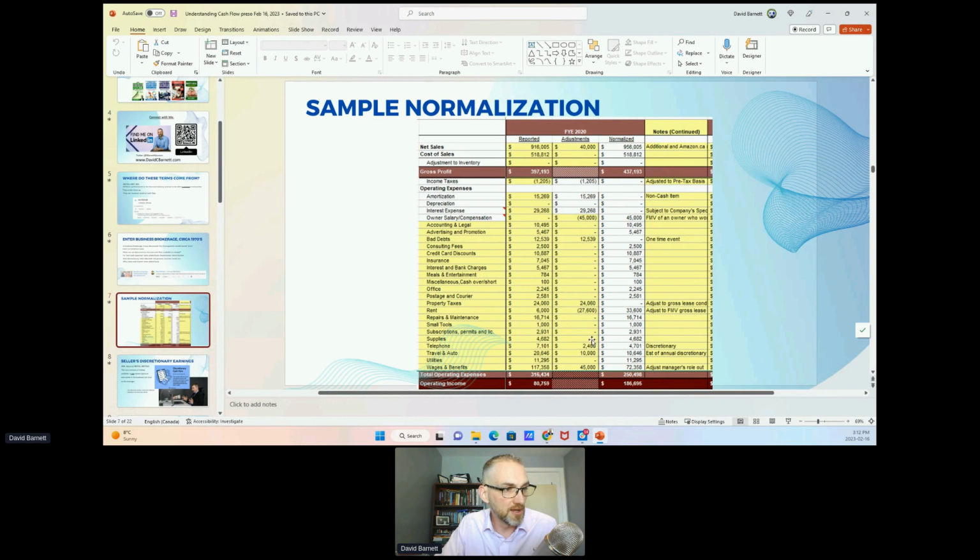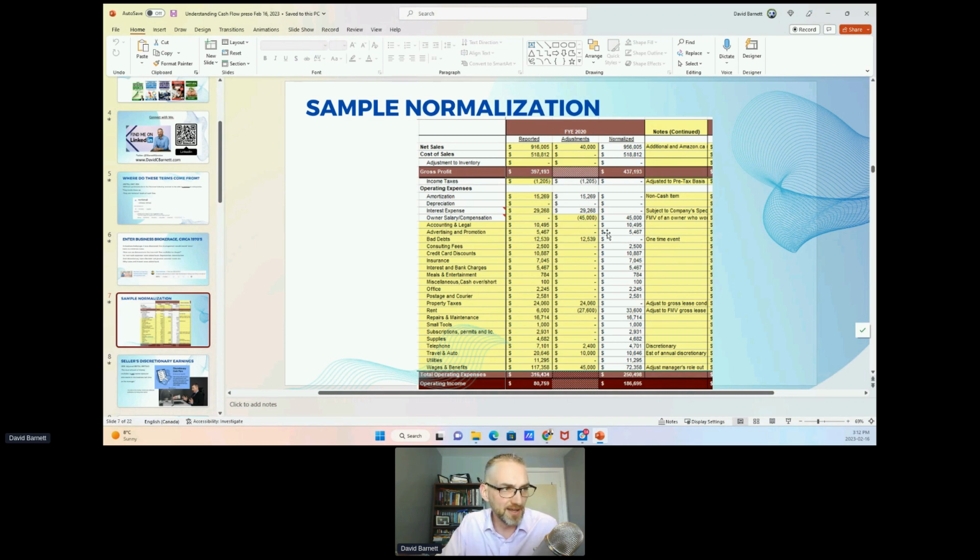And then down here, you've got on the wages and benefit line, there's an adjustment here to take $45,000 out of that expense, and it says adjust the manager's role out. And in this particular template, the manager's money was put back up on this line so it could be treated differently for the purposes of differentiating between SDE and EBITDA, which we're going to get into in a minute.